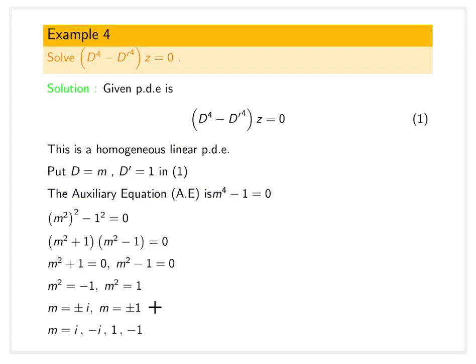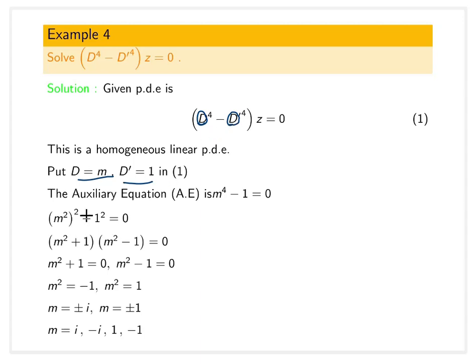So the next problem: (D⁴ − D'⁴) z = 0. The given partial differential equation is (D⁴ − D'⁴) z = 0. Therefore, this is a homogeneous linear differential equation. So replace D = m and D' = 1. Instead of D, we replace m, therefore m⁴. Instead of D', we replace 1, so we get 1⁴.